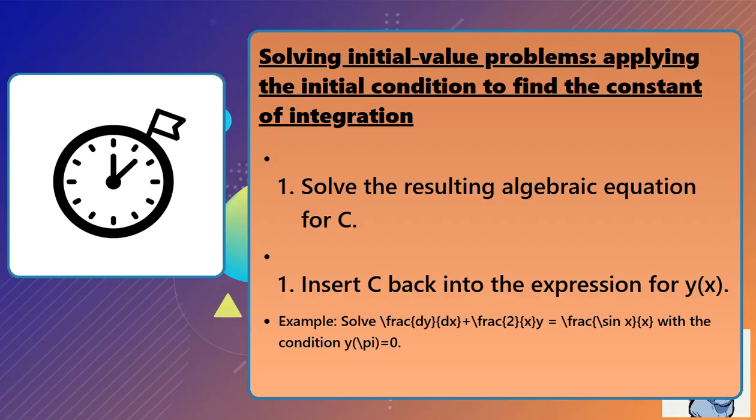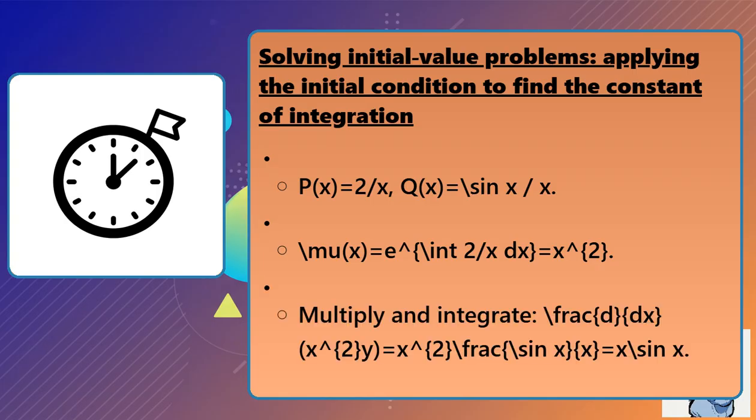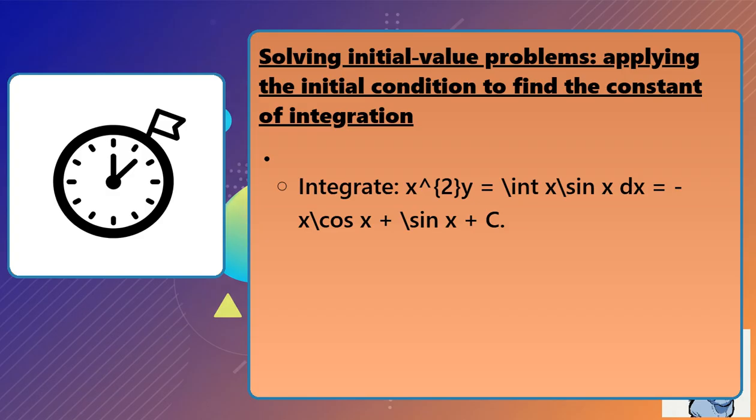Example: solve dy/dx plus 2 over x times y equals sin x over x, with the condition y of pi equals 0. P of x equals 2 over x, q of x equals sin x over x. Mu of x equals e to the integral of 2 over x dx equals x squared. Multiply and integrate. d/dx of x squared y equals x squared times sin x over x equals x sin x. Integrate. x squared y equals the integral of x sin x dx equals negative x cos x plus sin x plus c.